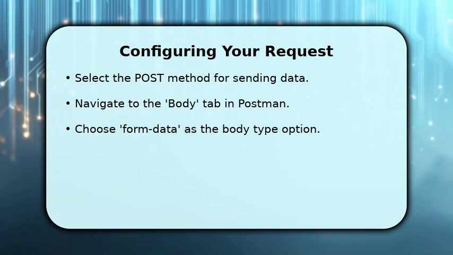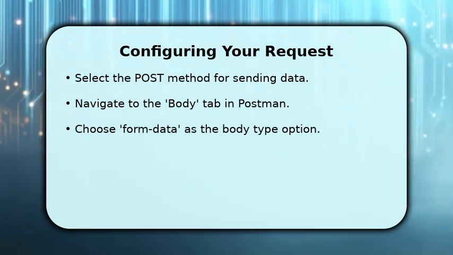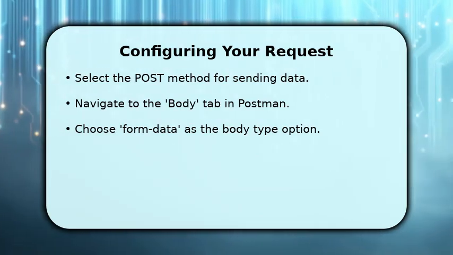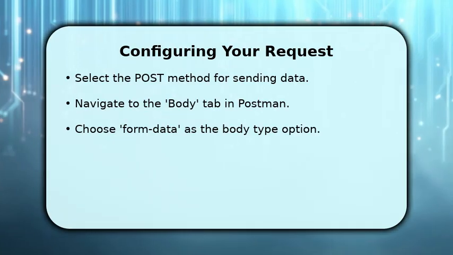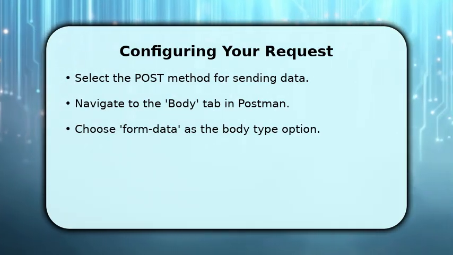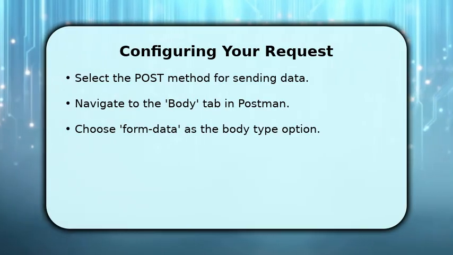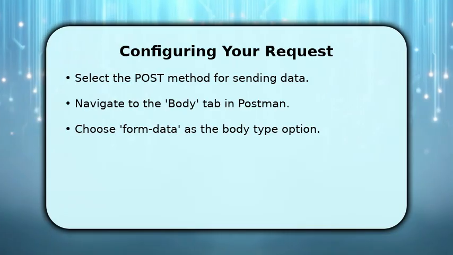To begin, set your HTTP request method to post, as this is the standard for sending data to a server. Next, locate and click on the Body tab, which is where you define the content of your request. Within the body options, select Form Data. This choice tells Postman to format your data as key value pairs, ready for submission. This is a crucial first step for any form data interaction.